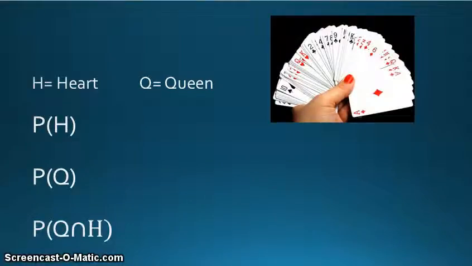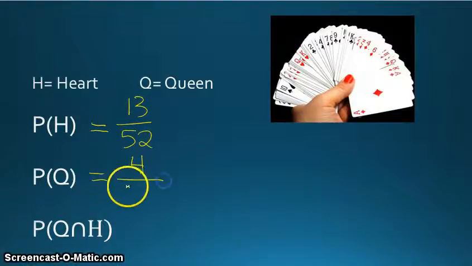If we are going to randomly select a card from a deck of 52, there are 13 hearts in the deck. So the probability of selecting a heart is 13 out of 52. The probability of selecting a queen: there are 4 queens, so 4 out of 52 are queens. The probability of picking a card that is a queen intersected with a heart, that means it's a queen and a heart, there's only one, the Queen of Hearts, 1 card out of 52.